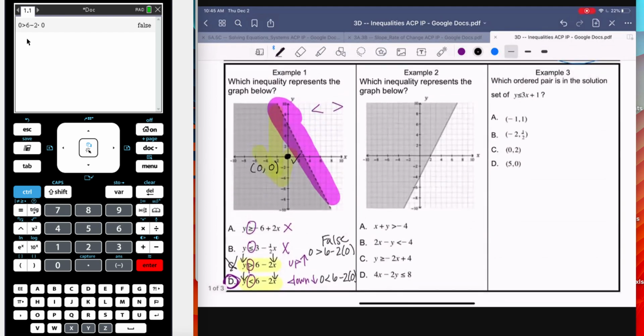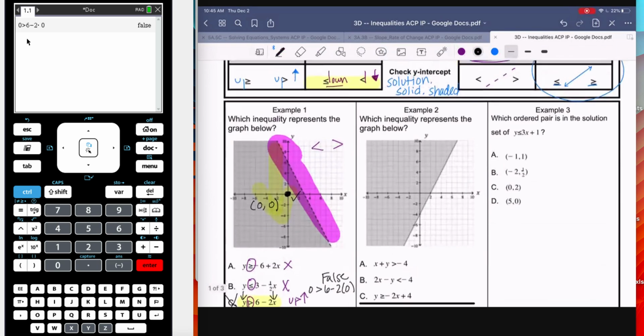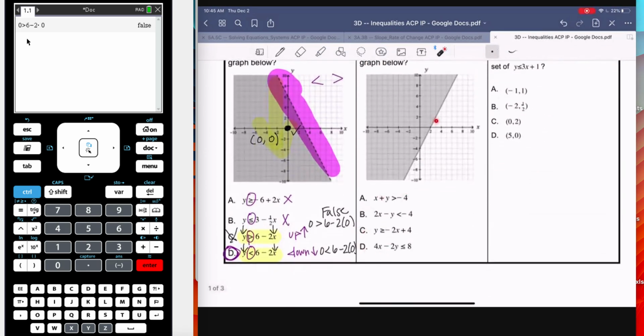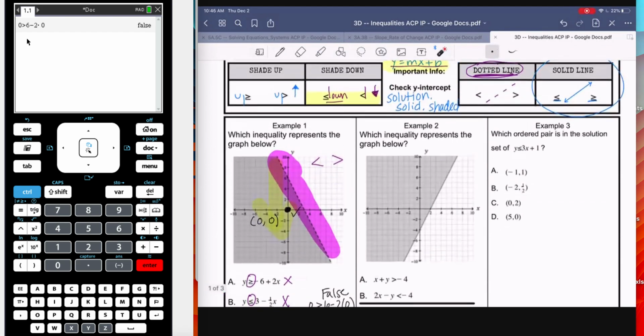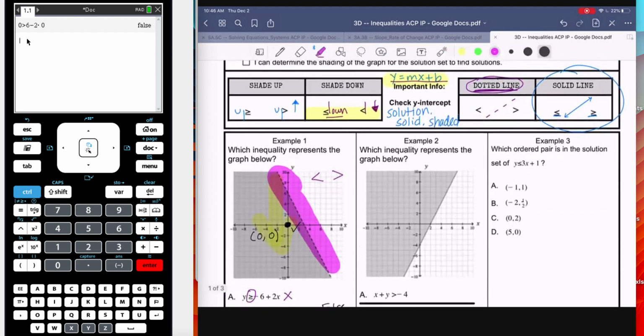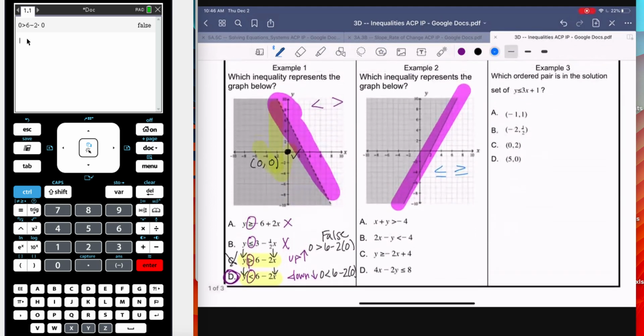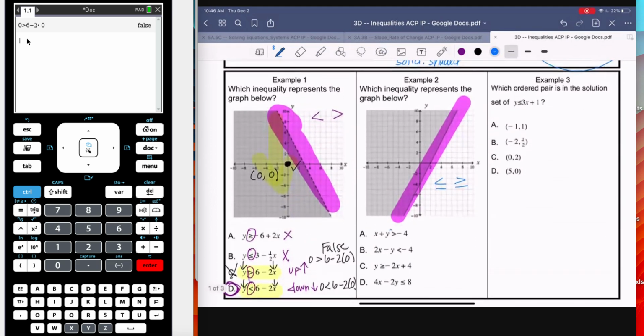Alright, we'll do something similar on example number 2. Which inequality represents the graph below? I'm looking to see which of these is the same as this graph. Looking back at my notes, I want to see what kind of line this is. This is a solid line, so I'm looking for the inequalities that have a line underneath them. If they do not have a line underneath them, I can eliminate them as an answer choice. So I'm going to eliminate A and B because those signs are not correct.